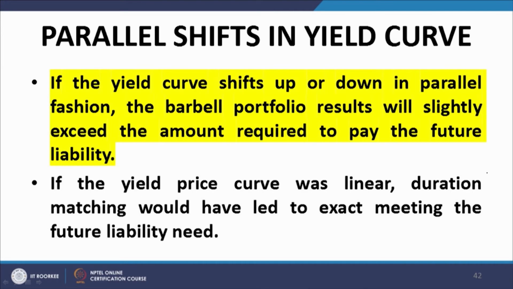What is the impact of various shifts? Let us start with the simplest, a parallel shift in the yield curve. Let us assume that there is an increase in yields. If the yield curve shifts up or down in parallel fashion, the barbell portfolio results will slightly exceed the amount required to pay the future liability. If the yield price curve were linear, duration matching would have been adequate and would have resulted in exact matching of the immunization results, but the yield price curve is not linear. That is why the issue of convexity comes into play, and convexity is such a parameter that for the barbell it is more, for the bullet liability it is less.